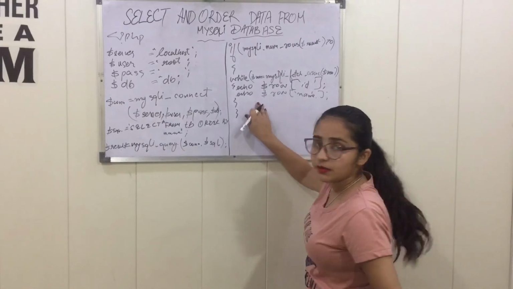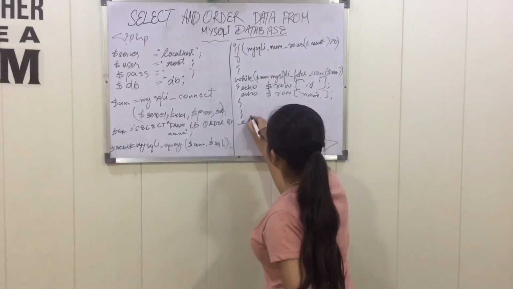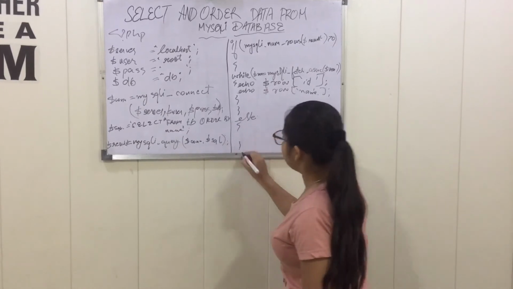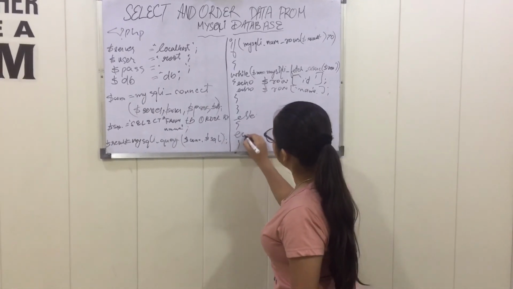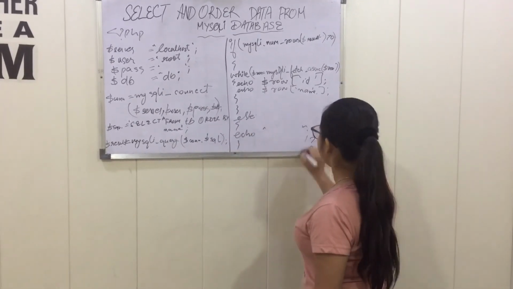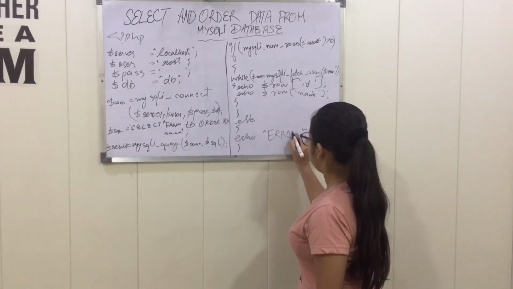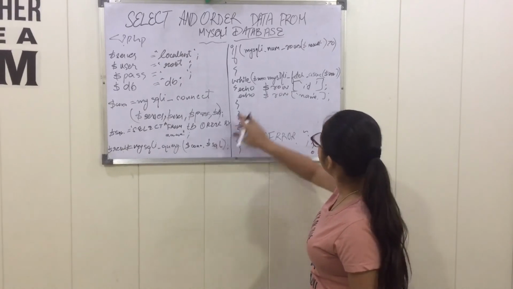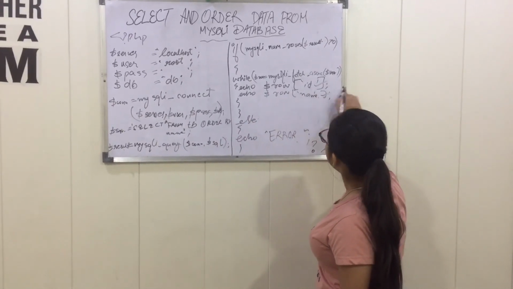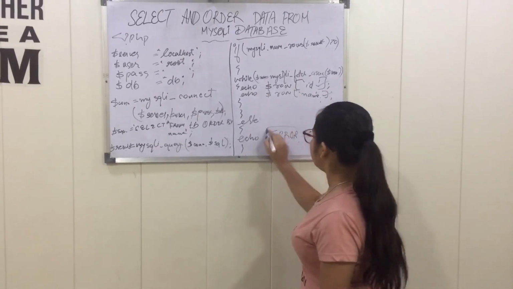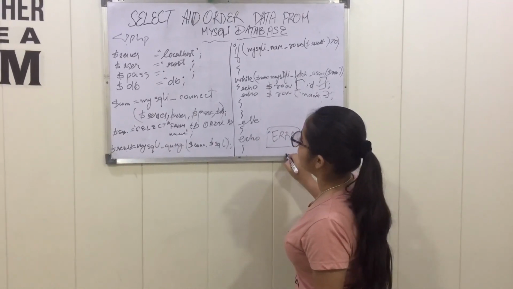After that, if this statement is false, then print the else statement. In between this, curly braces start and end. In between this, echo in double quotes and then a semicolon. I need the message, that is error. So if my statement is correct, it will display the ID and name. If it is not true, then it will print the error message on the display screen.